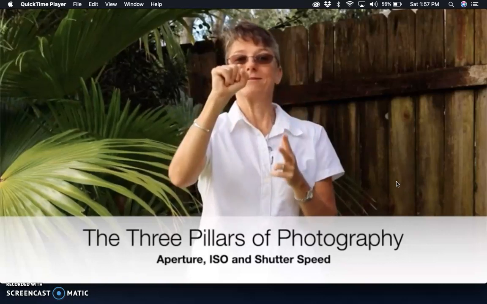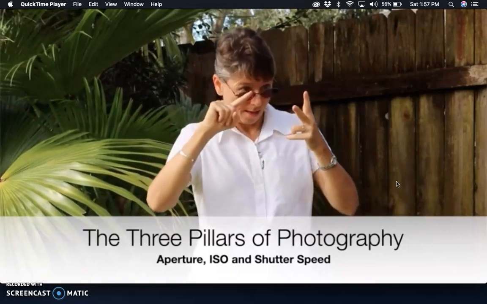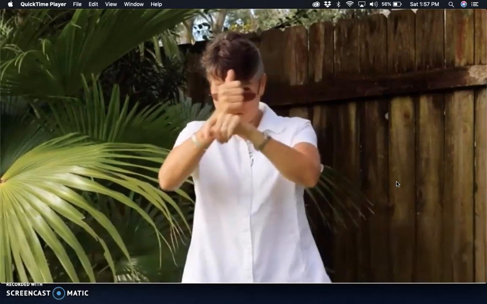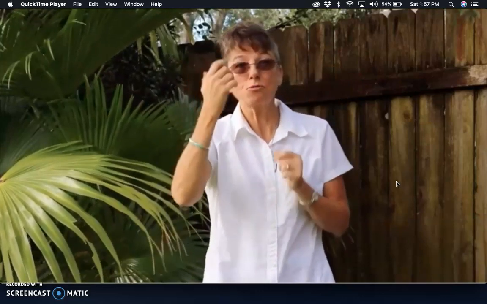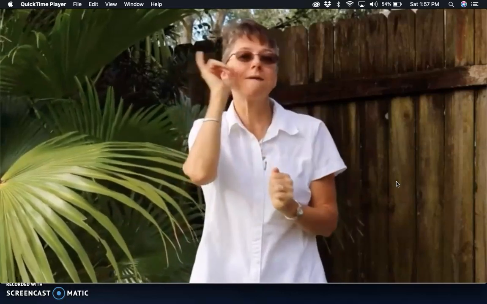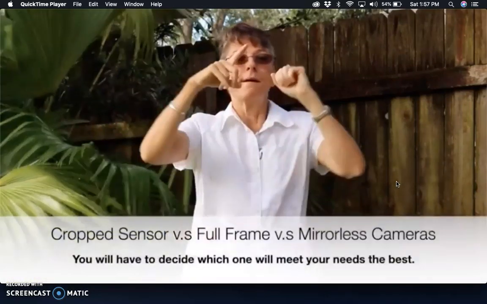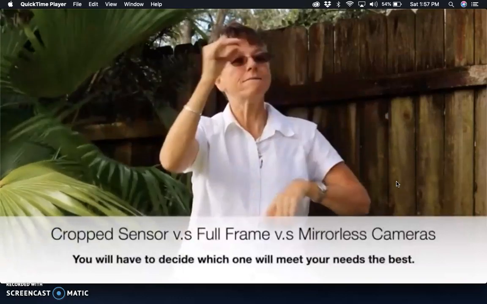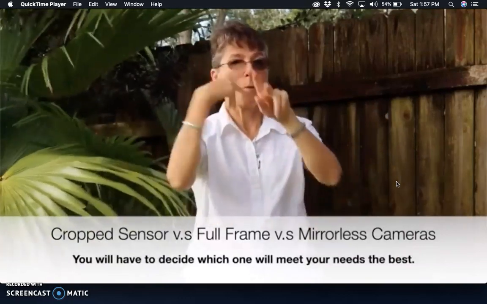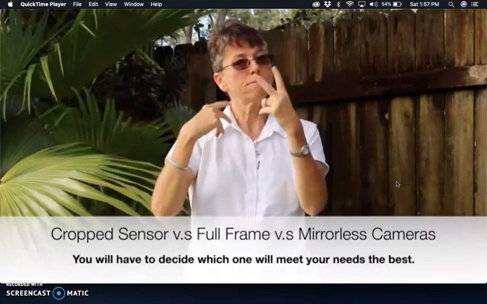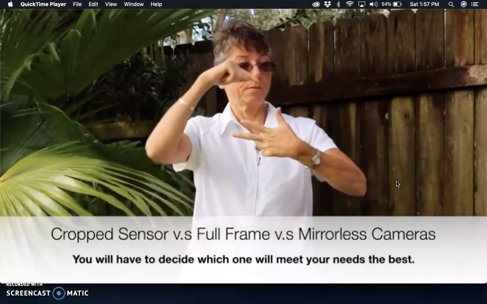So the three pillars that we talked about were aperture, ISO, which was how much light, and shutter speed, which is how fast the lens moves. And while phone cameras are cool, and you can do a lot with them, you can't play with that stuff on there. You also have to figure out which type of camera you prefer to use. There's three.